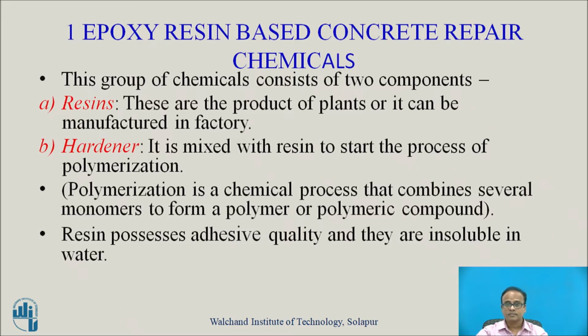So let us first consider epoxy resin based chemicals. Resins means these are the product of plants or they can be manufactured in a factory. Hardener means it is a substance which is mixed with the resin to start the process of polymerization. And what is polymerization? It is a chemical process that combines several monomers to form a polymer or polymeric compound. Resin possesses adhesive quality and is insoluble in water.